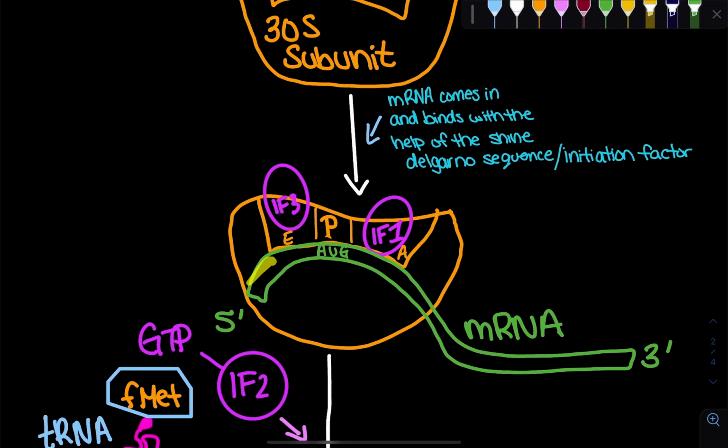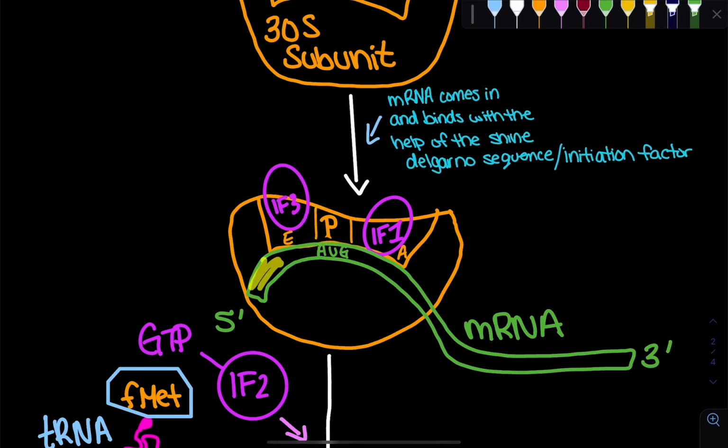So somewhere over here, we have the Shine-Dalgarno sequence. That sequence will help the mRNA align at the 30S subunit. So we can see we have this codon. It says AUG. What does AUG code for? Well, we know it codes for methionine. AUG is in line at the peptidyl site.